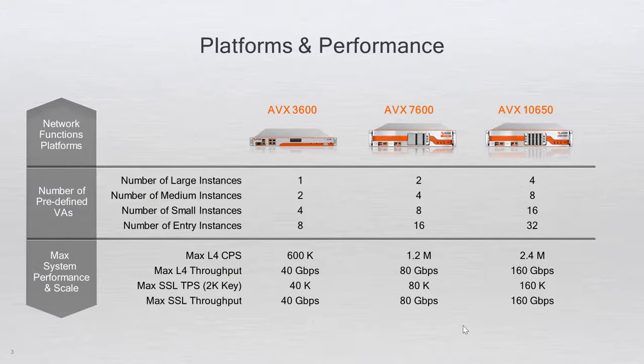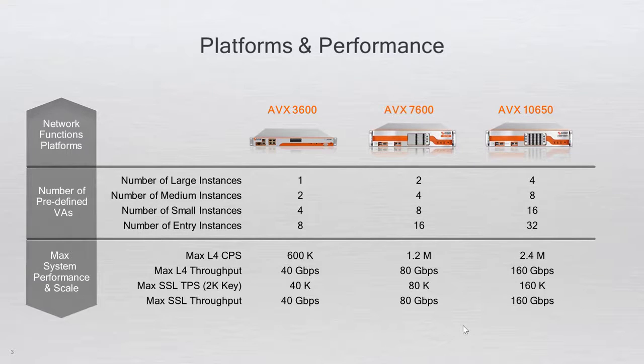There currently are 3 different AVX models. The 3600 is a 1U rack mount and can run up to 8 VAs. The 7600 is a 2U rack mount and can run up to 16 VAs. The 10650 is a 2U rack mount and can run up to 32 VAs.